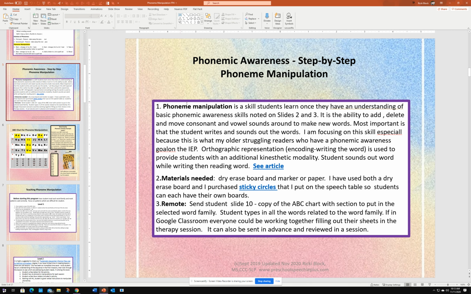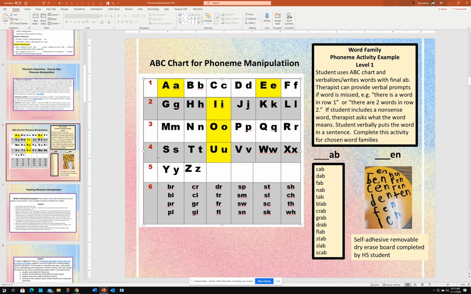I've included an explanation of what it is, materials needed, and I basically use an ABC chart for the phoneme manipulation to begin with, to give students a visual support. And basically what they're doing is they're taking a word family that gets written at the top of a board. It could be a dry erase board. I use these dry erase circles that stick right to the desk and they're removable, which I have loved.